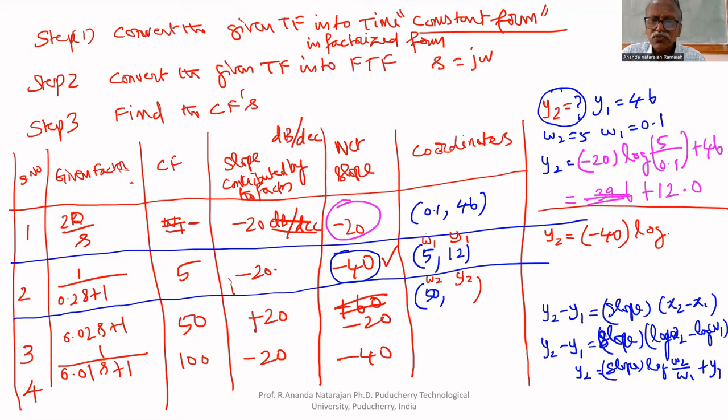log, omega 1 is 5, omega 2 is 50. Therefore, 50 divided by 5 plus y1 is 12. Find that. Minus 28. Log 10 is 1. 50 by 5 is 10. Therefore, minus 40 plus 12, minus 28. Minus 28 dB. Therefore, the coordinate is 50, comma minus 28. Now we have to find the coordinate for the final.